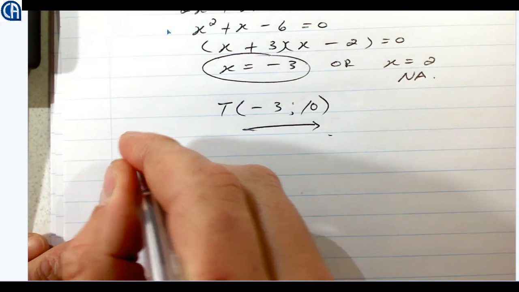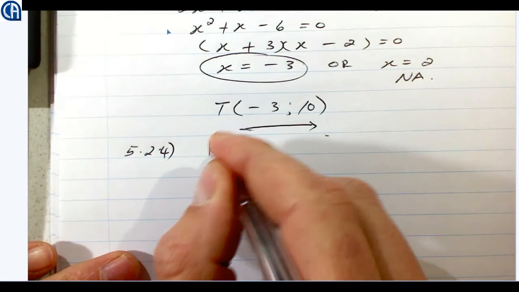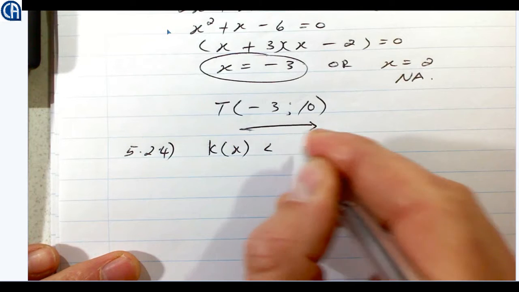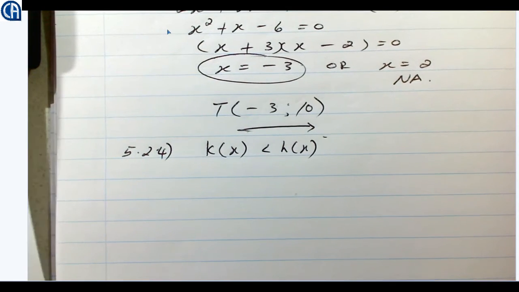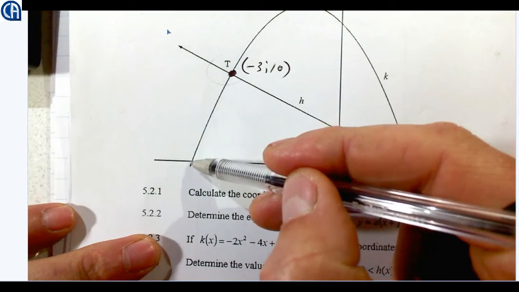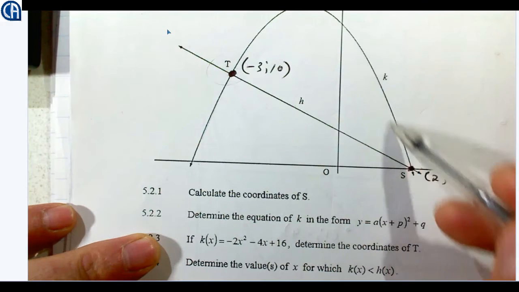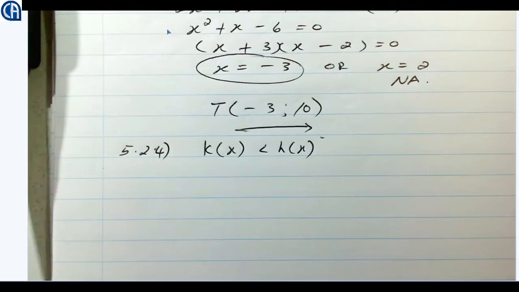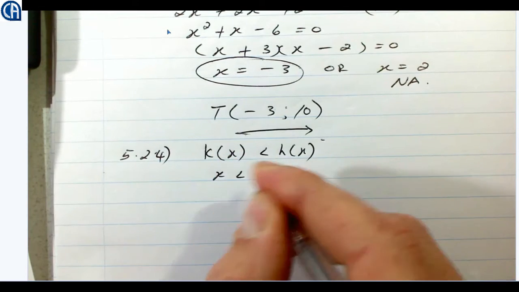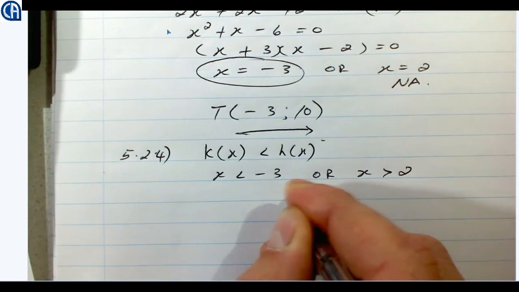Right, so 5.2.4. It's asking where k of x, which is the parabola, is less than the straight line. So that means, where is the parabola below the straight line? As you can see, the parabola is below the straight line over here. Then it's above, and then they are equal, and then they are below. So there are two answers there: where x is smaller than minus 3, or where x is greater than 2.